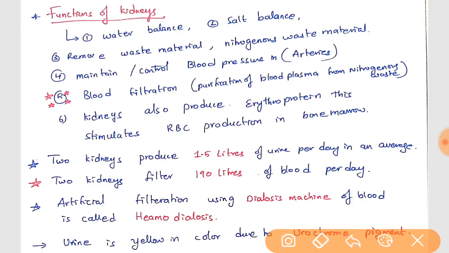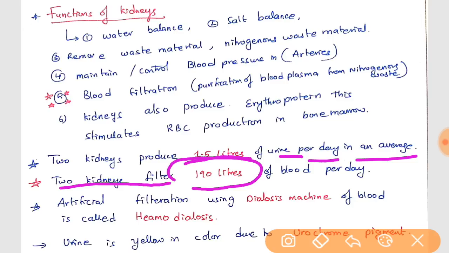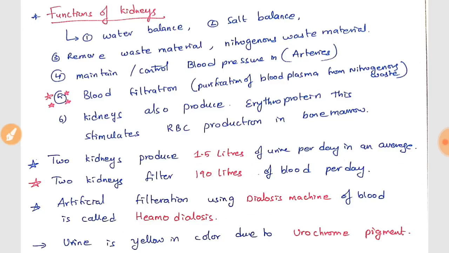And here it comes, friends: two kidneys produce 1.5 liters of urine per day on average. And these two kidneys also filter almost 190 liters of blood per day. So if these kidneys fail, we have to go for artificial filtration using a dialysis machine, friends, which purifies the blood. It mimics the function of kidney, and this is called hemodialysis. Hemodialysis, friends.